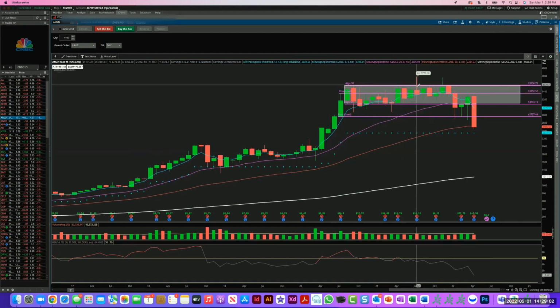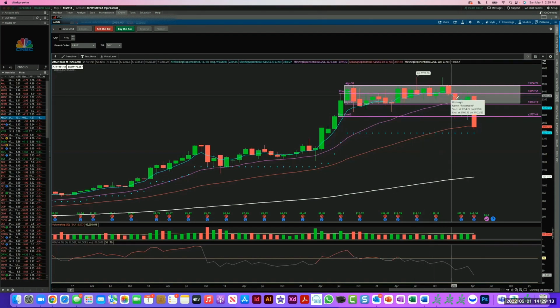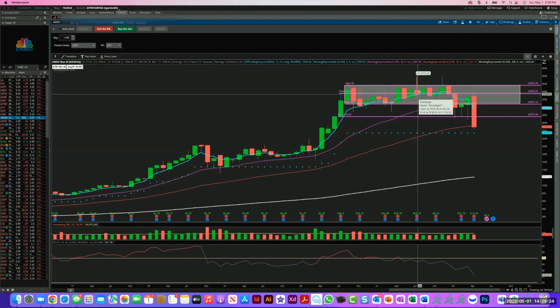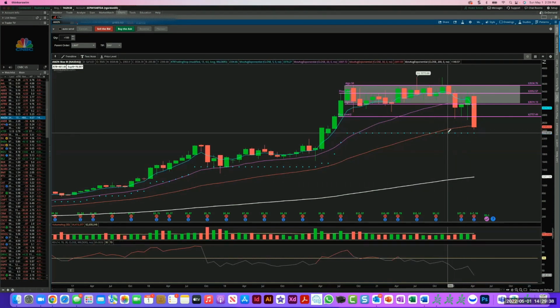What's interesting is you've got this shooting star, which says reversal. It didn't happen right away, but it did happen. It doesn't mean that the next candle is going to be to the downside. It just means that a reversal is coming and to look out for it. So this consolidation and this candle say that Amazon is going to break out to the downside, and it did.